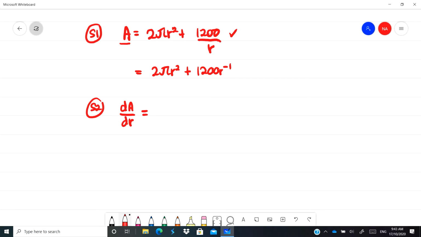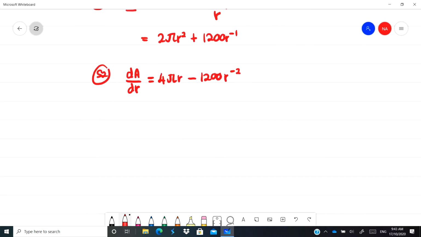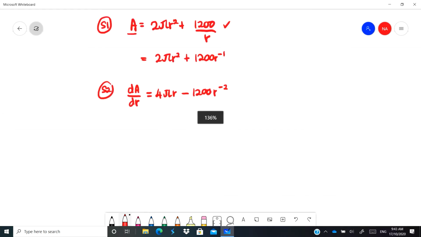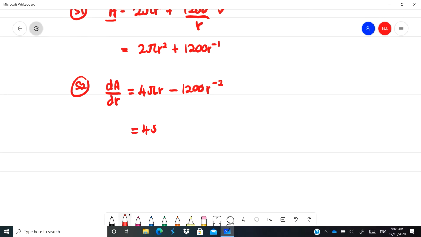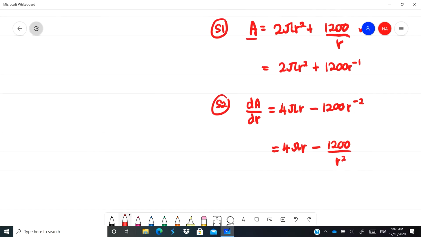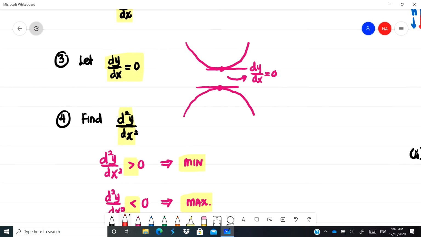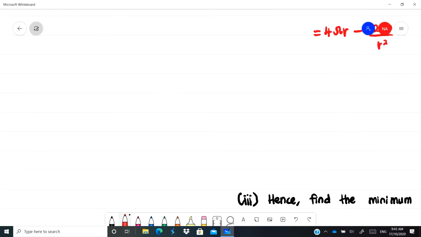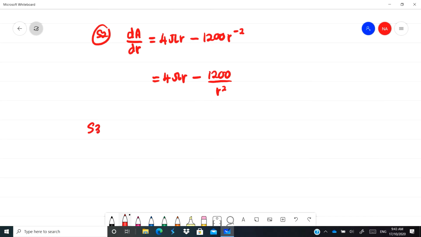We want to differentiate this, we'll get 4 pi r minus 1200 r to the power negative 2. So we'll just write this as 4 pi r minus 1200 over r square. Okay, so now after having this derivative, we have to let it equal to 0. Please take note that we have to let it equal to 0. That's step number 3. We'll let dA over dr equal to 0.